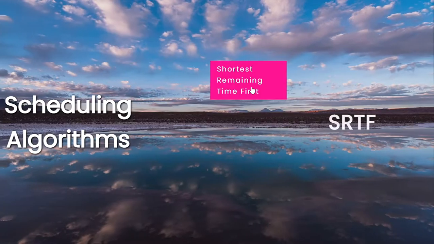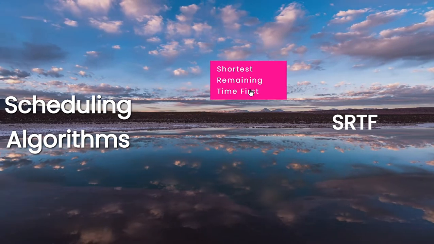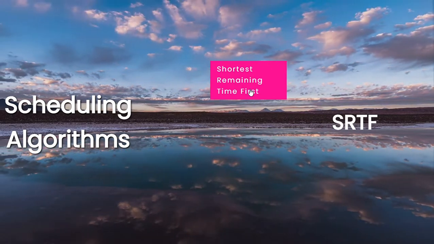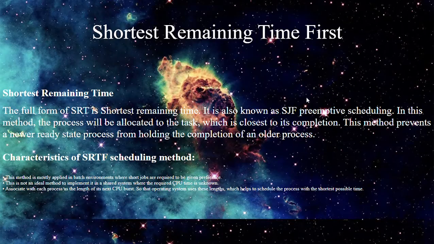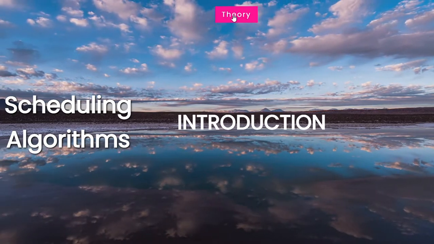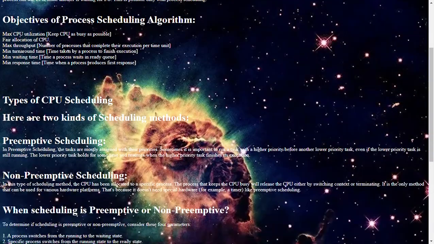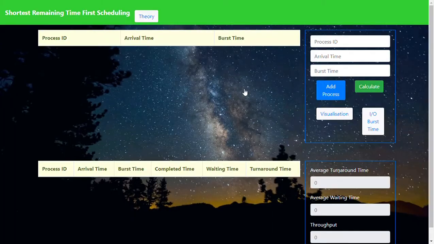So next up we have shortest remaining time first, which is abbreviated as SRTF. So what is SRTF? SRTF is basically a preemptive approach of SJF, and if you want to know more about the preemptive approach, you could refer to our theory page. Here we have listed what exactly is preemptive scheduling and what exactly is non-preemptive scheduling, right?